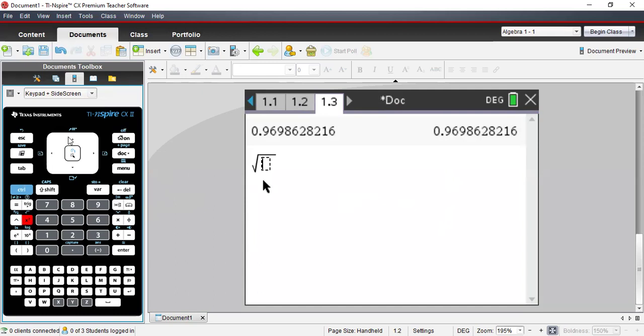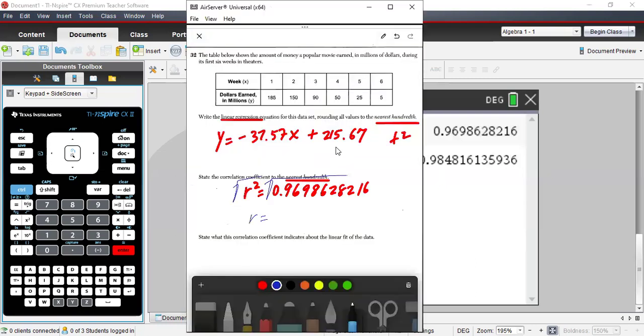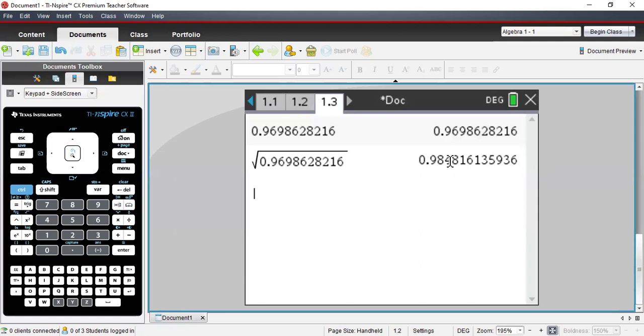I'm going to take this answer and take the square root of that. And here it is. So the correlation coefficient is 0.98. We have to round this number to the hundredth. So it's just 98 because it's 4 or below, so we just let all of this stuff go. And here's our correlation coefficient.